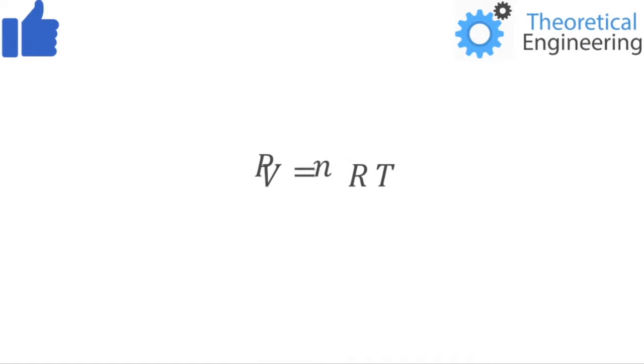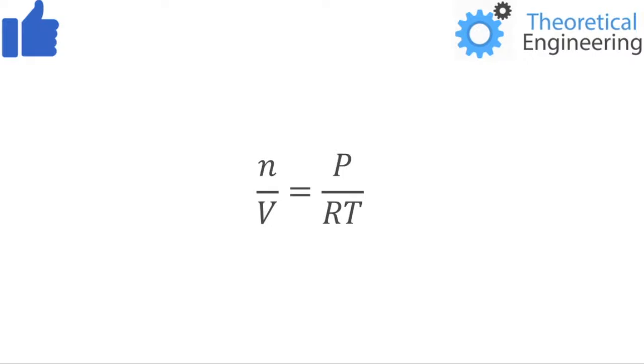Rearranging this equation to find the molar density, or the number of moles per meter cubed, we find n over V equals P over RT.